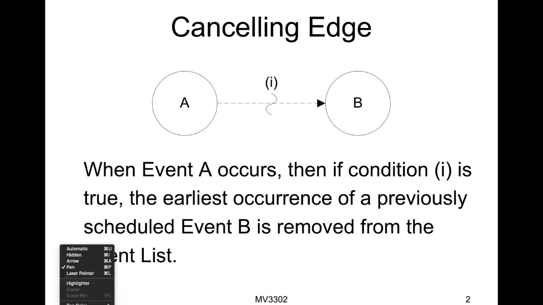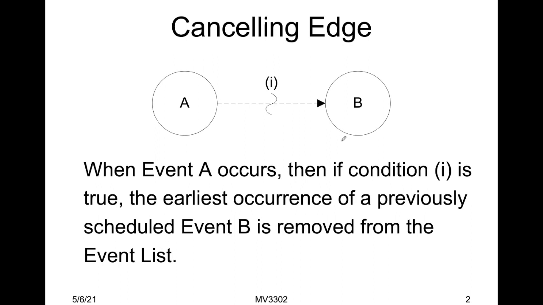And let's say I like a red color here. All right. So remember, for a scheduling edge, this line is solid. A canceling edge has a dotted line. But again, it connects two events. And the idea here, we have event A, again, that corresponds to a state transition. And here we have an event B, and that corresponds to another state transition.